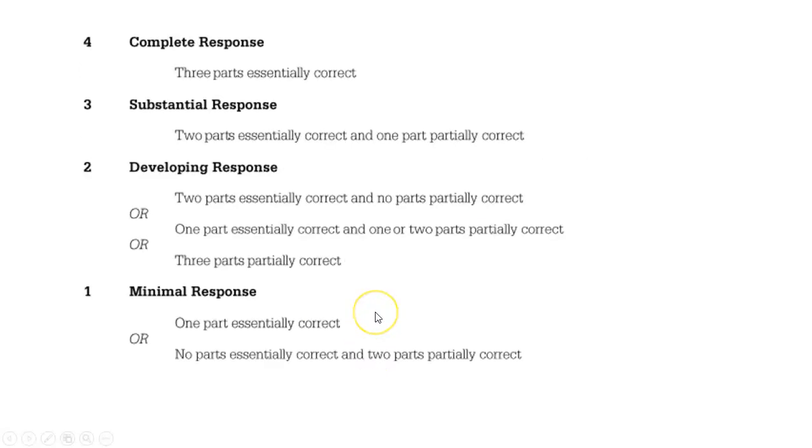Now, what's your final score? If you have 3 E's, that's a 4. If you have 2 E's and 1 P, that's a 3. If you have 2 E's and an I, that's a 2. 1 E and 2 P's is a 2. 3 P's is a 2. Everything else is a 1. All right.